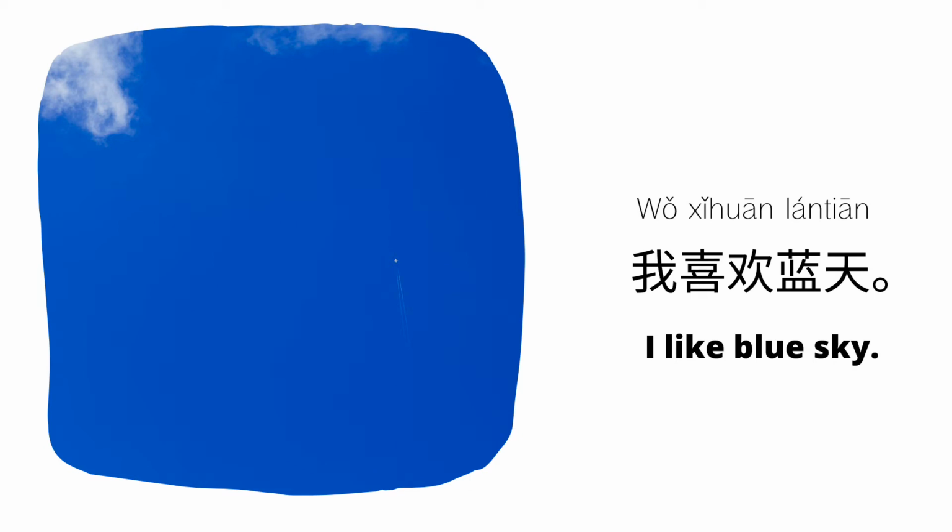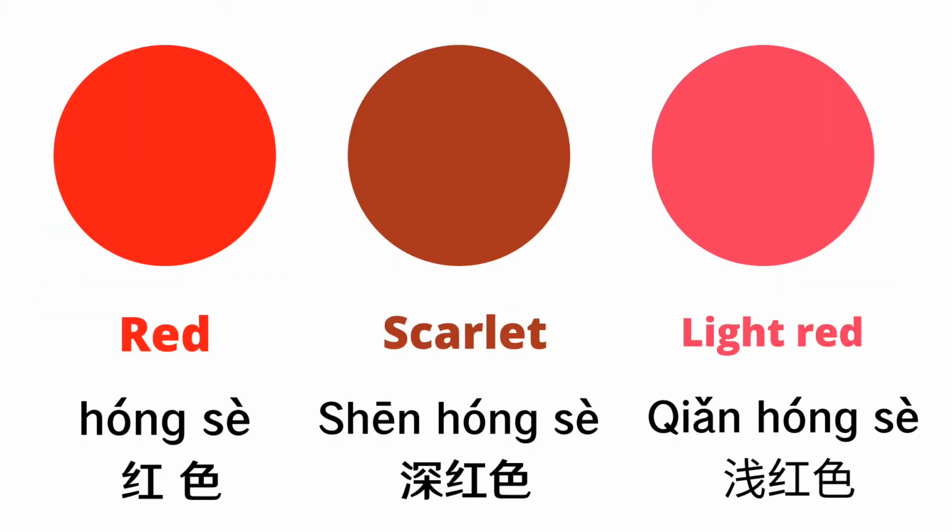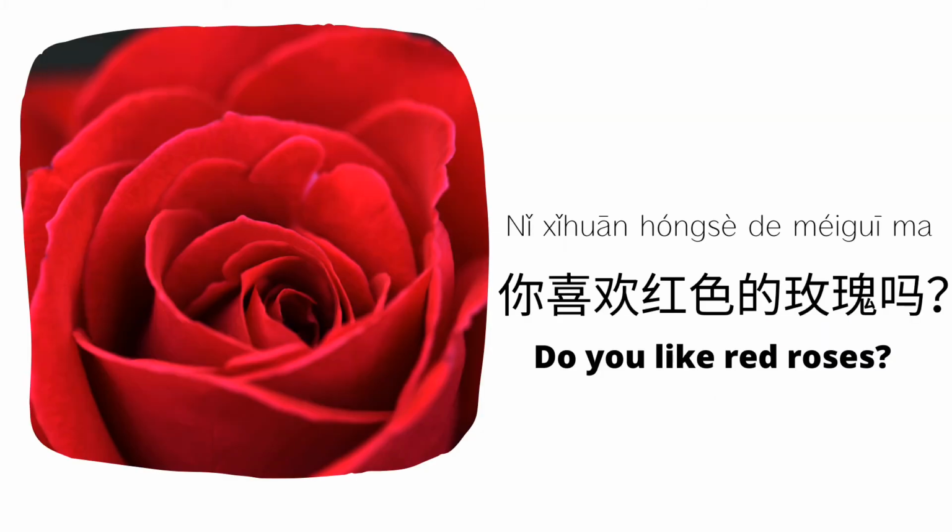Here's the example sentence. 我喜欢蓝天。蓝天 means blue sky. Let's move on to the next color, red. 红色。Scarlet, 深红色。As I mentioned earlier, 深 can be described a darker color. Light red, 浅红色。你喜欢红色的玫瑰吗？Do you like red roses?